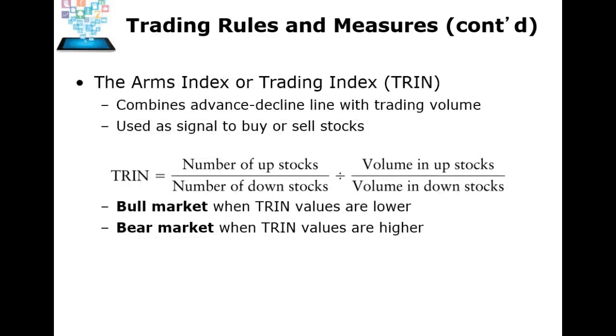This is another one I don't really use, but it combines all of the things we talked about before: the number of stocks that move up divided by the number of stocks that move down, and we divide that by the volume in the up stocks over the volume in the down stocks. This gives us a factor where higher values mean a bull market and lower values a bear market.